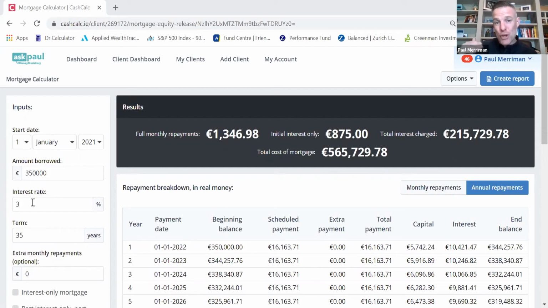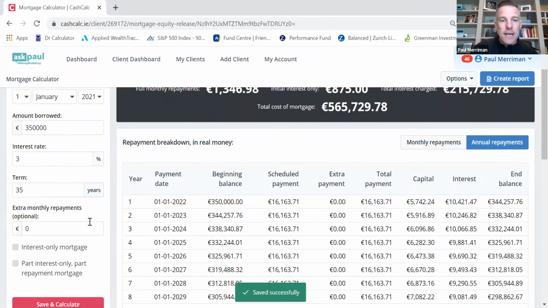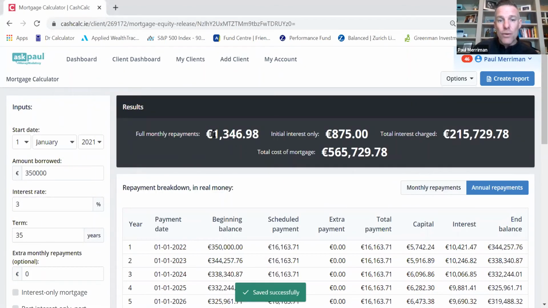The interest rate for this client was currently 3%, but there's a lot of people out there that might take a 3% rate or a 2.9% rate off somebody as well. And then the term, which is a real kicker here, is 35 years. Now, as you see here, when you calculate this, you'll see that the client is paying the bank $1,350 a month. Now, some people pay more in rent, in fairness, especially if you're living in Dublin, Cork, or Galway, maybe some of the bigger cities.